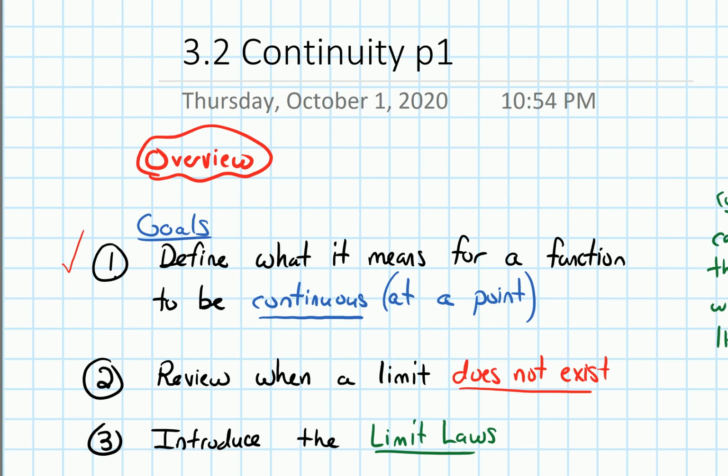So in terms of our goals for this section, now we've reviewed when a limit exists and when it does not, but a little bit more closely under the framework of the left-hand limit and the right-hand limits needing to be the same and needing to both be finite. In the next video, we'll introduce what are called the limit laws.